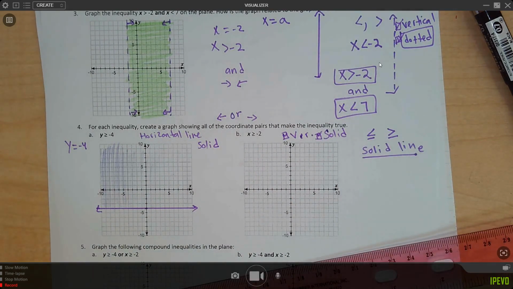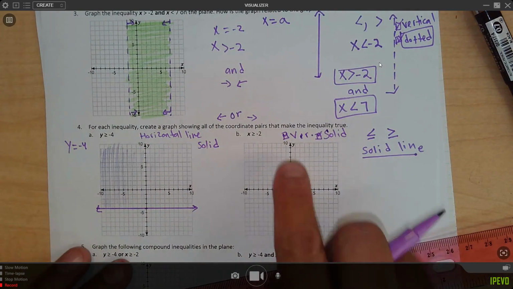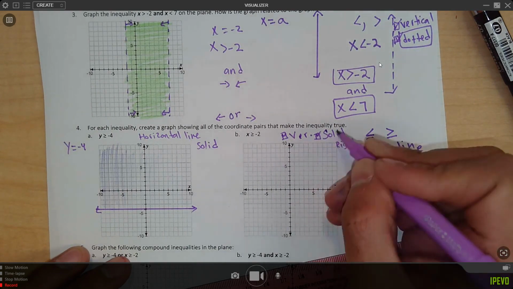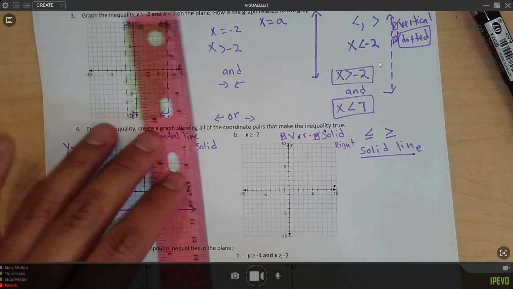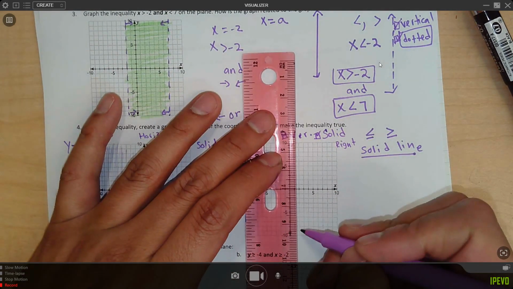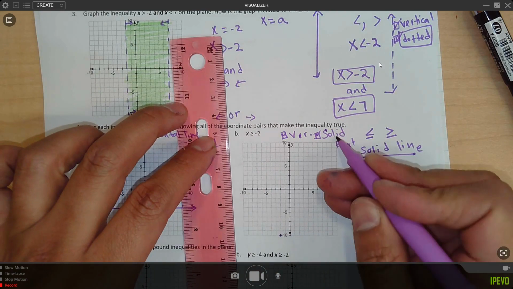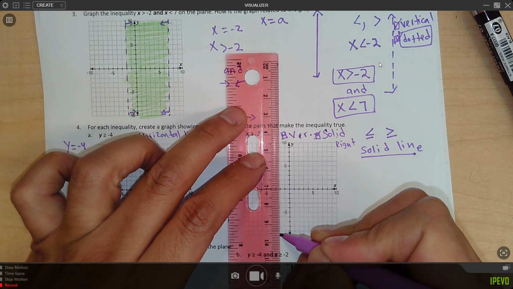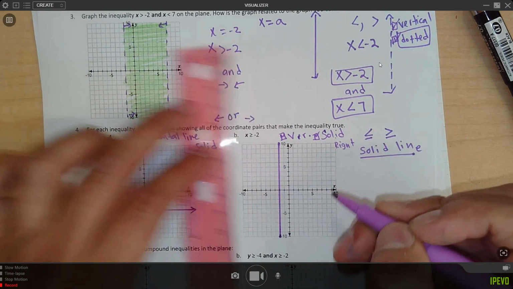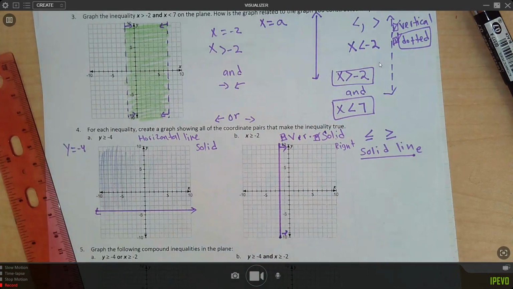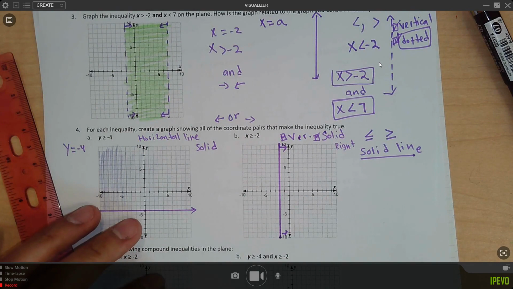And then also, is it going to go left or right? This is going to go right. So do those check marks to do the graph. So I'm going to do a vertical line at -2. And it's going to be solid. Yep, always check. That's going to go to the right. That's my arrows indicating the direction of the shading.